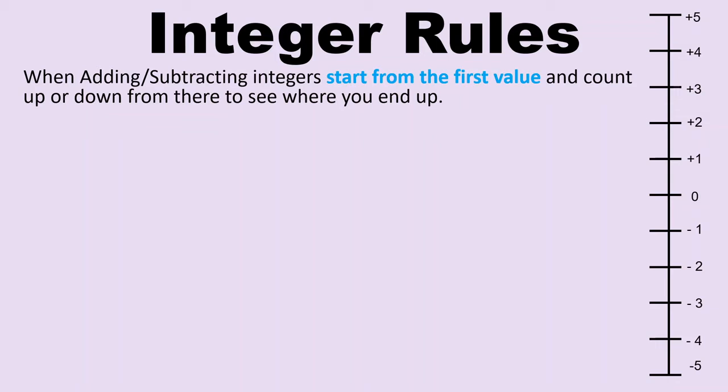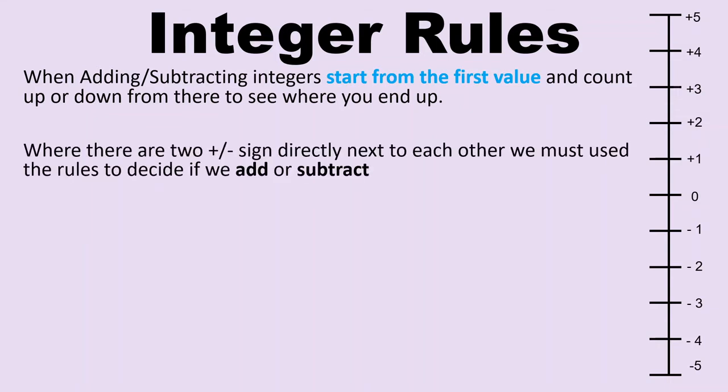But in that lesson, we discussed how we add integers and that we always start from the first value and count up or down from there to see where we end up. Right now, we're going to get into the integer rules, where we decide whether we will add or subtract our integer values, but we never change the sign of the value we're starting with. That's our starting point. And then what we might change is whether we add or subtract to that starting value.